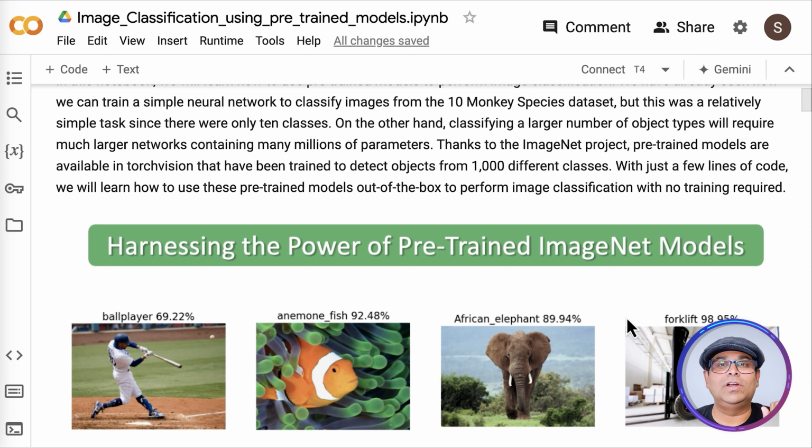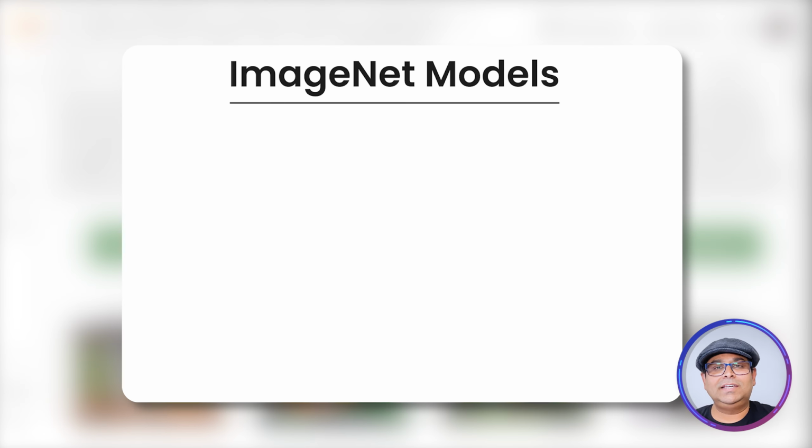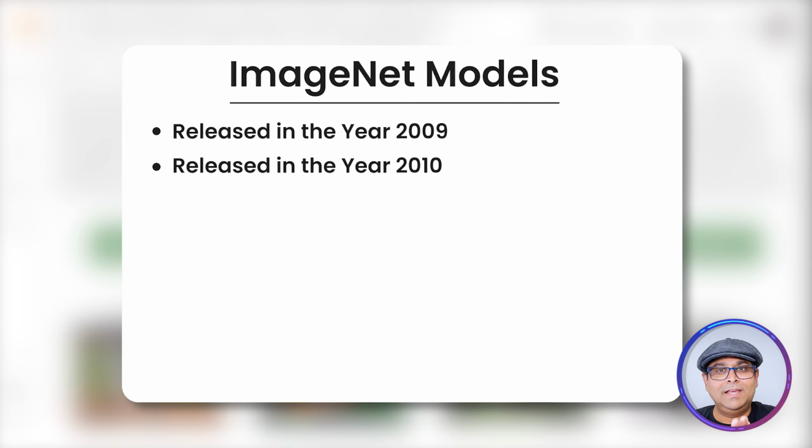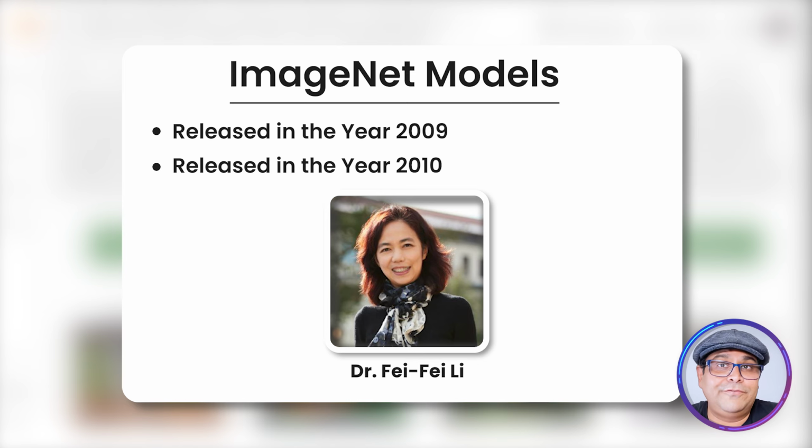And that brings us to the data set called ImageNet. ImageNet is a data set that was released in the year 2009, and then there was a competition released in the year 2010. This data set is largely due to the efforts of a researcher, Dr. Fei-Fei Li from Stanford University.